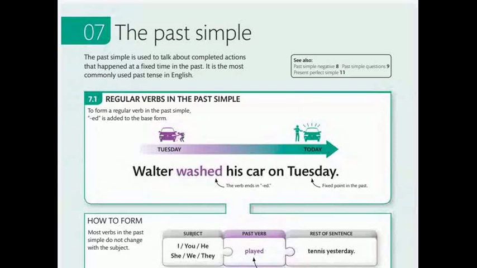Unit 7, past simple. The past simple is used to talk about completed actions that happened at a fixed time in the past. It is the most commonly used past tense in English. 7.1 Regular verbs in the past simple.